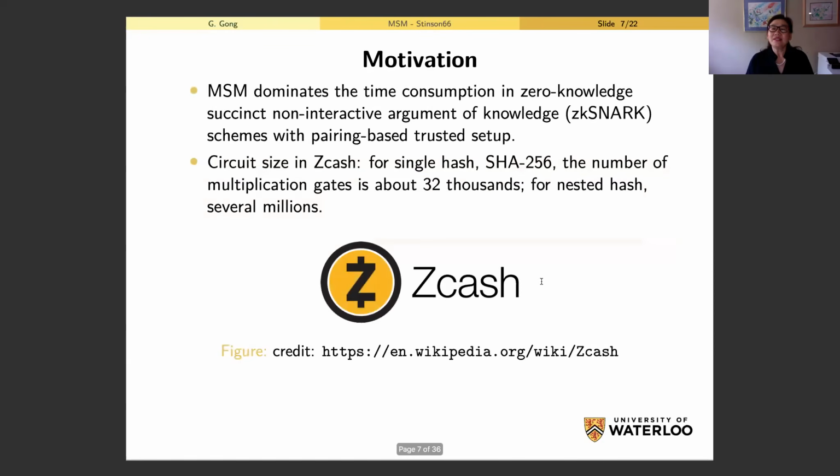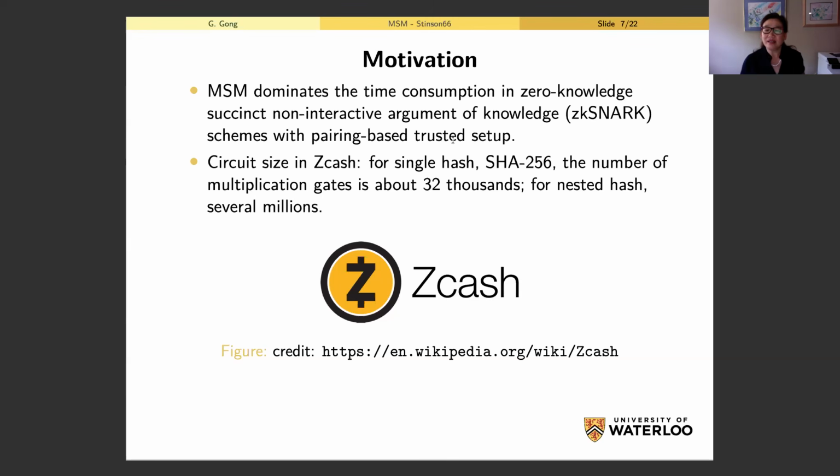Okay, so this is our motivation. In zero knowledge, there is the zero-knowledge succinct non-interactive argument of knowledge, that is ZK-SNARK. ZK-SNARKs basically have two types of settings. One type is with trusted setup, which uses pairing-based cryptography. In those settings, multi-scalar multiplications dominate the entire time complexity. Of course, another type is without trusted setup. Our problem comes from the ZK-SNARKs with trusted setup.